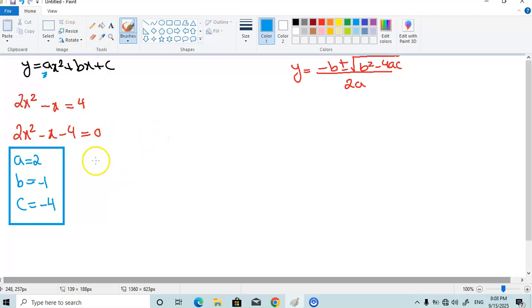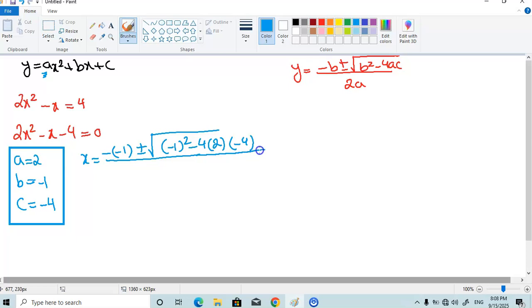And what you need to do is sub these into the formula. Negative b, negative 1, plus or minus the square root of b squared minus 4ac, over 2a. This is going to be the answer.